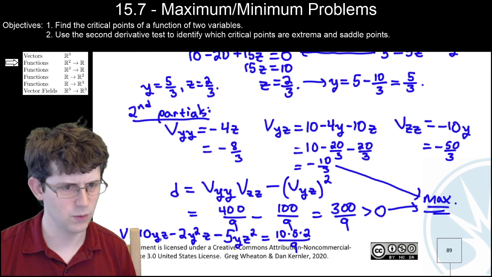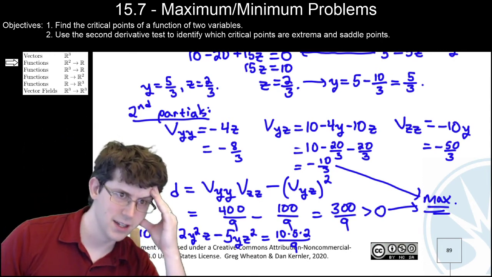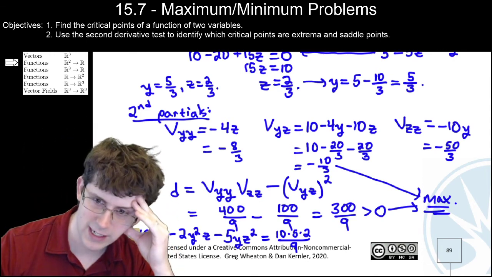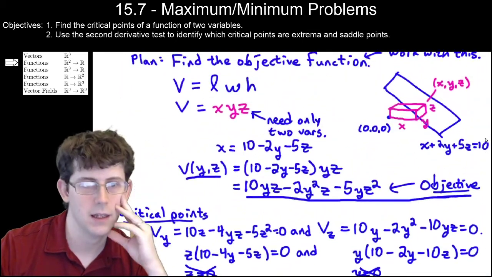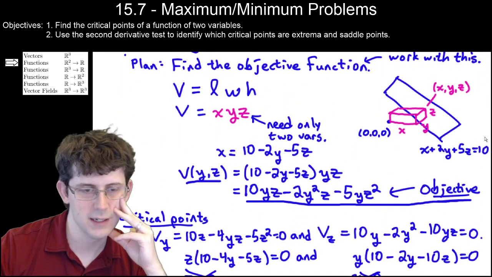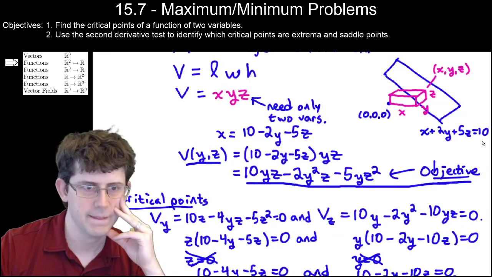Why is it 10yz? The units don't match. Is 10yz correct? Hang on. Yeah, I guess so. Yeah, no, okay.